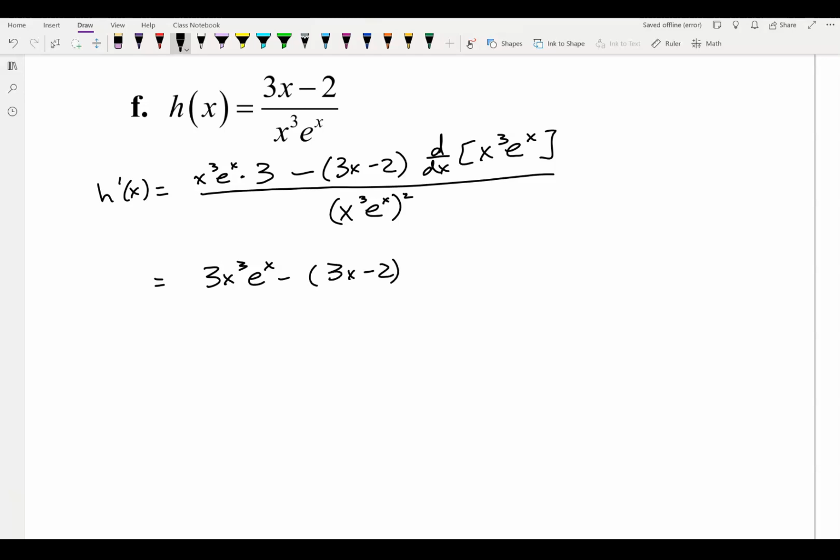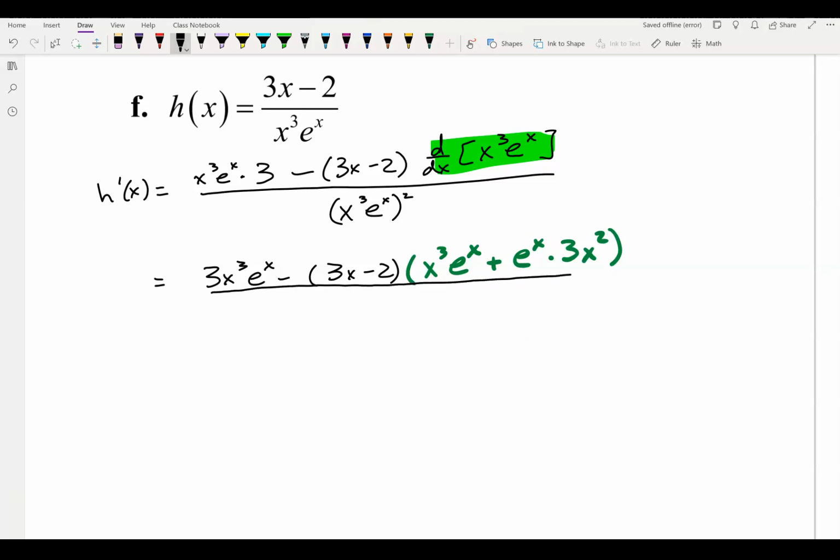And now over here in green, we need to take this derivative. So we're going to have times the first times the derivative of the second, derivative of e to the x is e to the x, plus the second times the derivative of the first, which is 3x squared. All of that over, I'll just go ahead and square this, x to the 6th e to the 2x, like that.